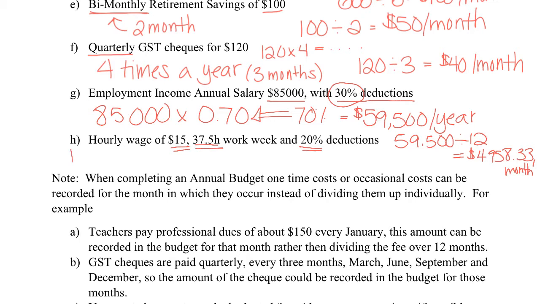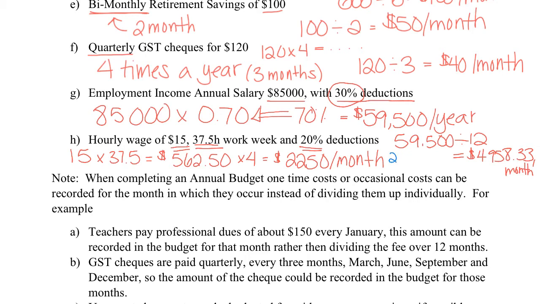So if I have $15 times the number of hours I work, 37.5, that gives me a weekly amount of $562.50. Now to get my monthly amount, I would multiply that by 4, and that gives me $2,250 per month. Okay, but that doesn't take into consideration the 20% deductions. So now I need to go ahead and make those 20% deductions. So to lose 20%, I'm going to keep 80%.